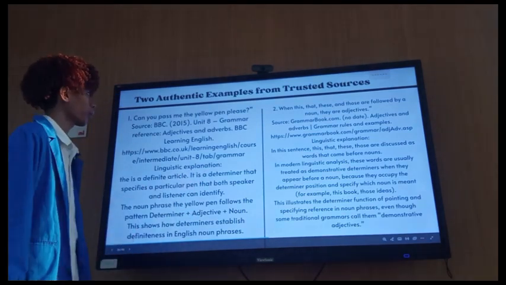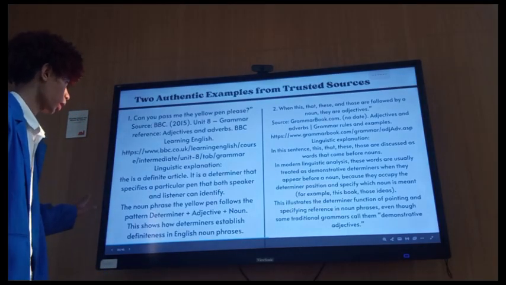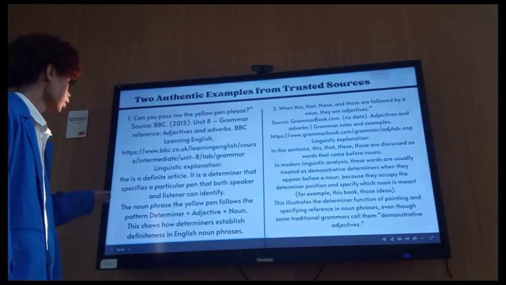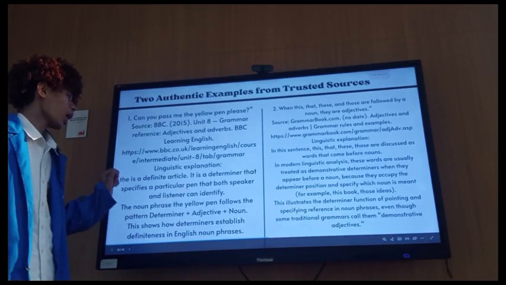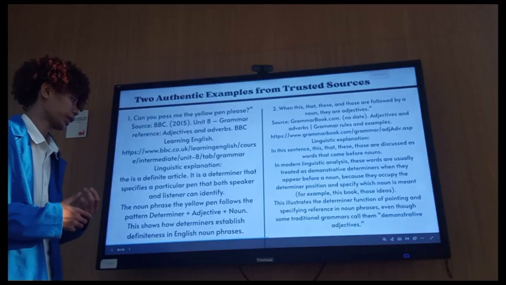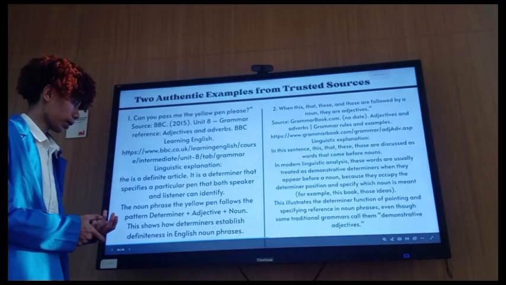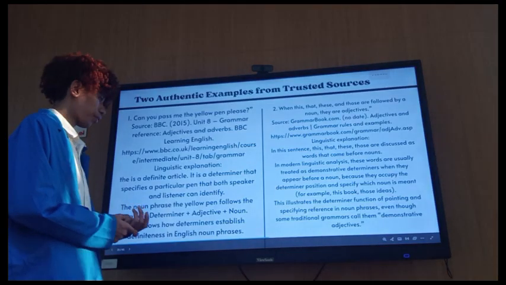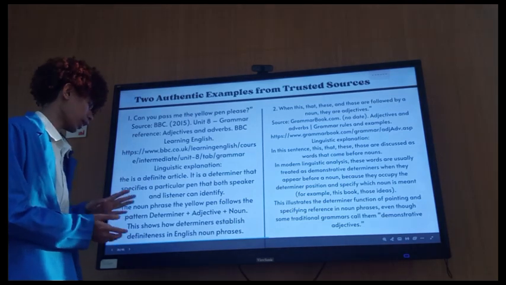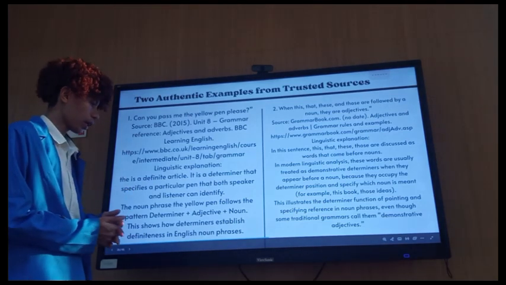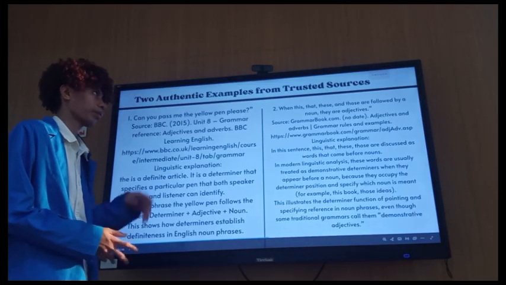1. Can you pass me the yellow pen, please? A linguist explains that "the" is a definite article. It is a determiner that specifies a particular noun that both speaker and listener can identify. The noun phrase "the yellow pen" follows the pattern determiner plus adjective plus noun. This is how determiners establish definiteness in English noun phrases.